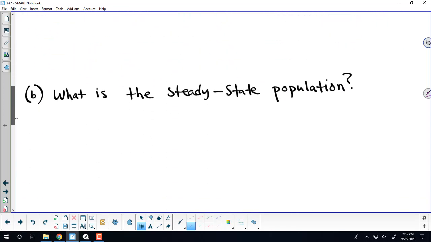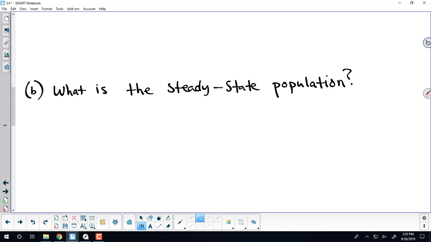So we haven't talked about steady state population. It does come up in your homework, so please make sure that you take note of what steady state population is, because I get a lot of emails about it. So we're going to address it right here. Steady state population has to do with the population function, not the population growth function that we just found.